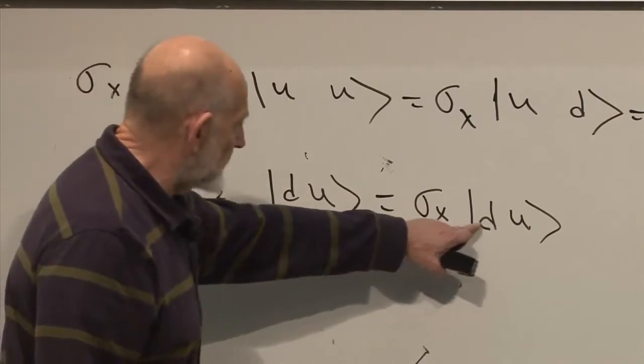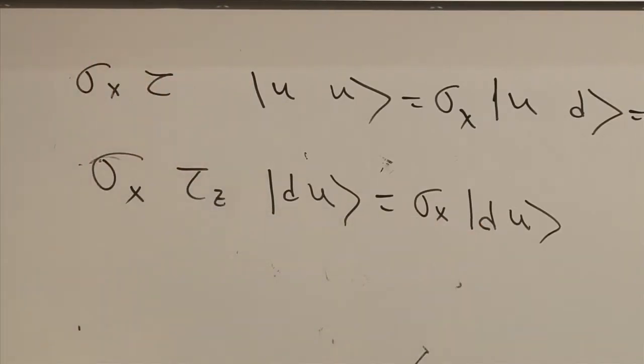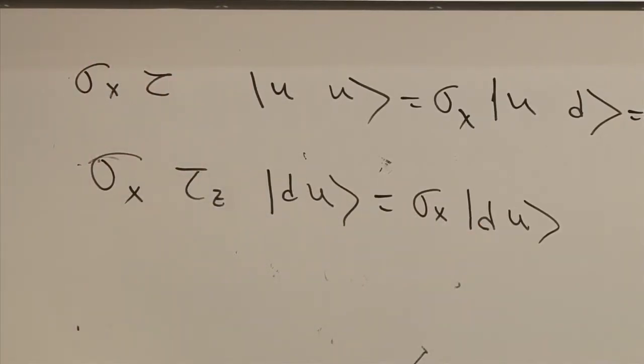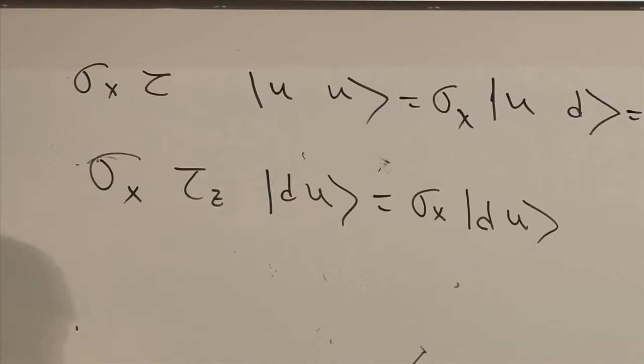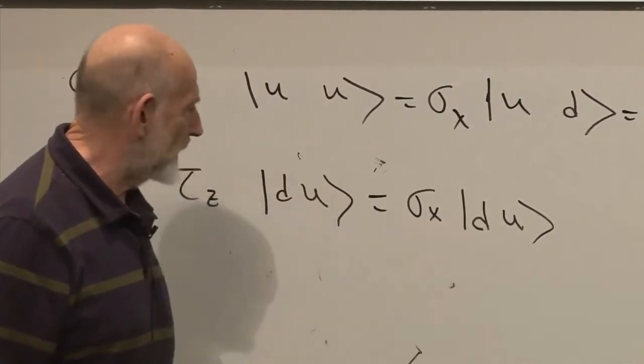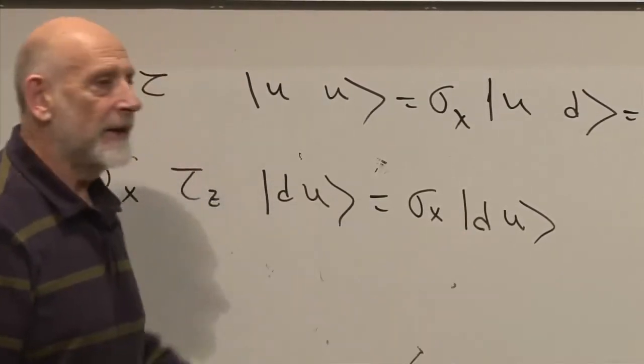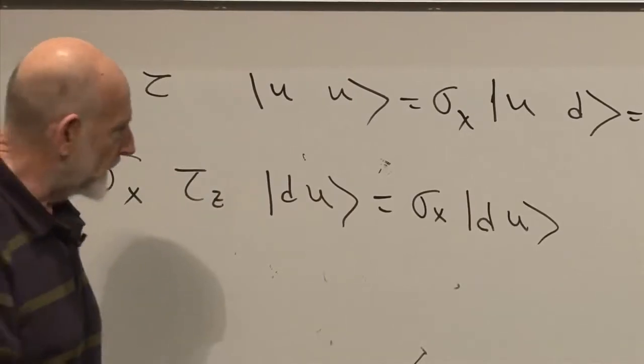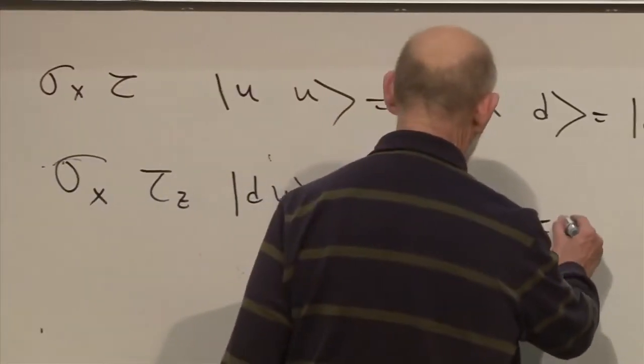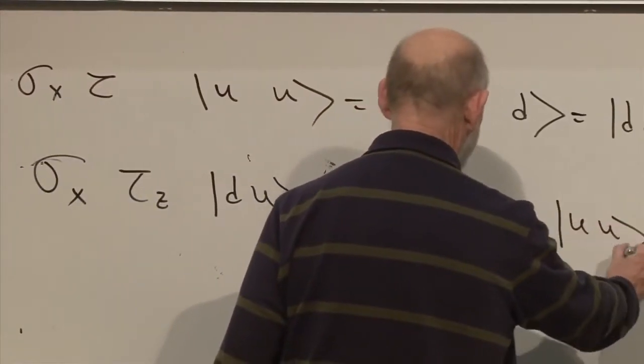Then what does sigma x do when it hits down, up? This gets to be a little bit gobbledygook. At this point, my tongue starts rebelling. What does sigma x do when it hits this guy? It just flips down to up. So it gives up, up, right?